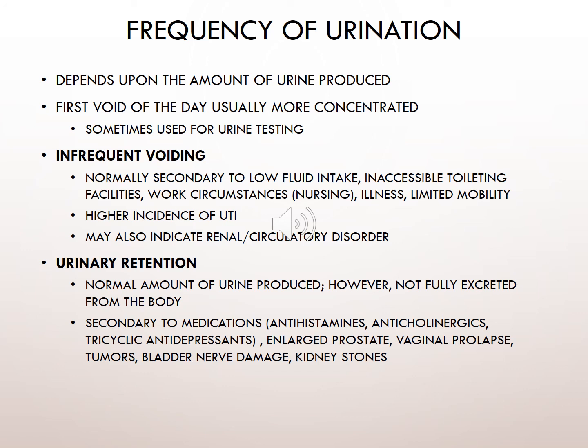disorder. The next concept to think about when we think about the frequency of urination is urinary retention. And this is when we produce a normal amount of urine. However, we're not excreting it fully from the body. This can be secondary to medications, as well as a large prostate or a vaginal prolapse, tumors, bladder nerve damage, and kidney stones.